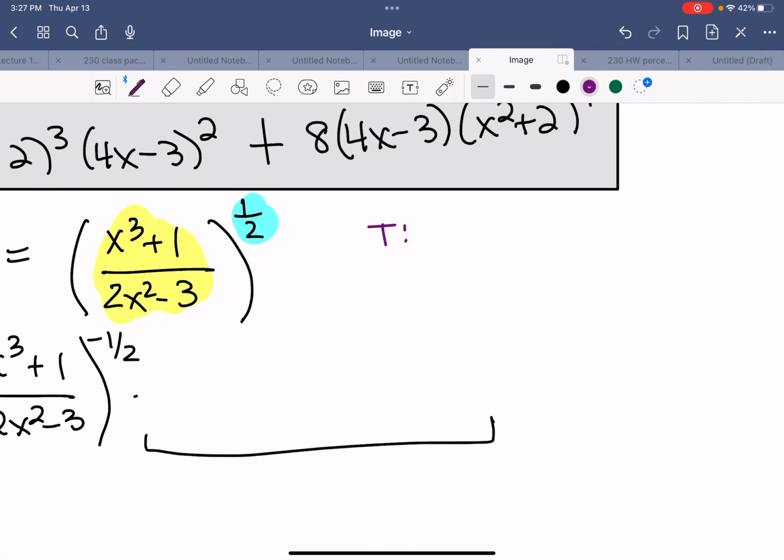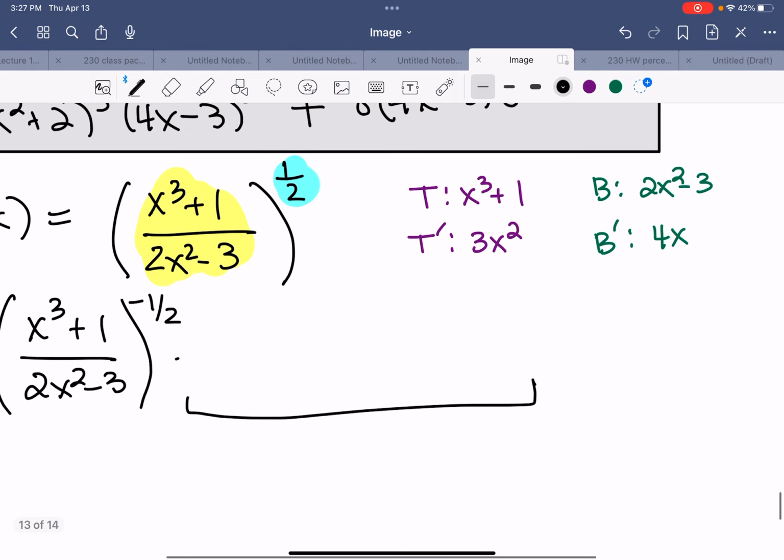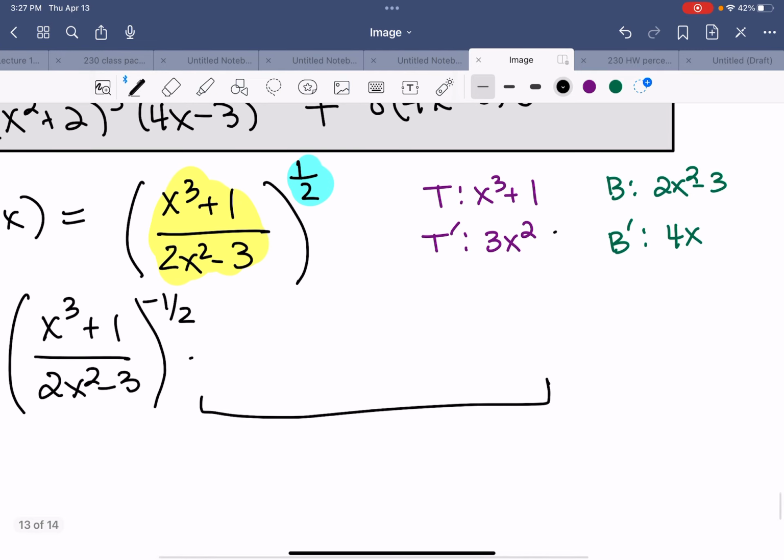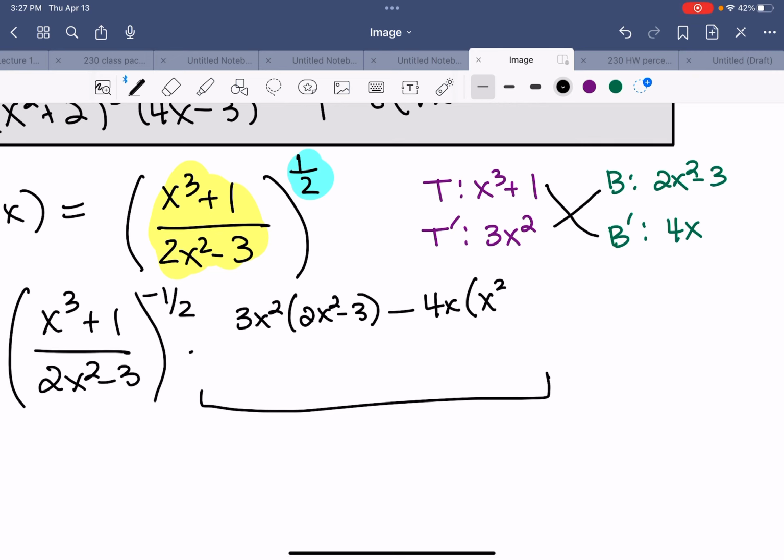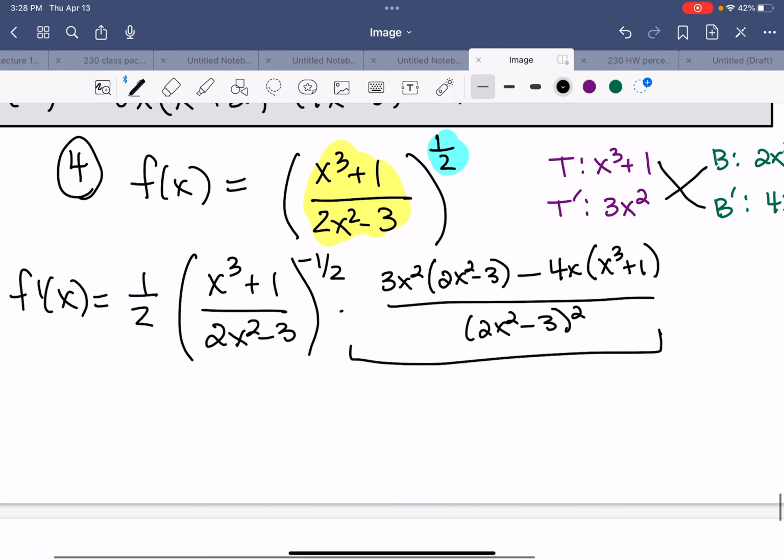So the top is the x cubed plus 1. And the top prime is the 3x squared. My bottom is the 2x squared minus 3. And the bottom prime is 4x. So when I put this all together here in the open space that I've left for it, we're going to go top prime bottom. So that's going to give me 3x squared times 2x squared minus 3 minus bottom prime top. So 4x times x cubed plus 1 all over the bottom squared, which will be 2x squared minus 3 quantity squared. And for now, that's how I want you to leave it.